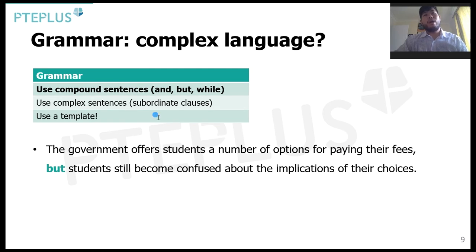In terms of grammar, what is complex language? There are pretty much 2 types of sentences. We've got compound sentences and complex sentences. You should at least know how to use compound sentences correctly. Compound sentences are sentences that are linked with words like but, and, while. So here's an example. The government offers students a number of options for paying their fees, but students still become confused about the implications of their choices. If we just had this as one sentence and this as another sentence, it's an example of non-complex language. But by connecting it up with the conjunction but, that's an example of complex language by using compound sentences to make it longer.